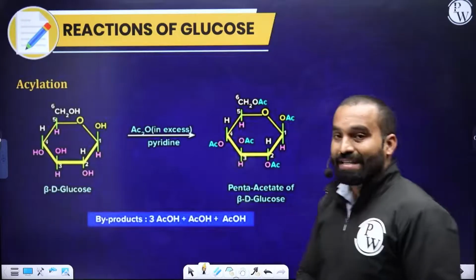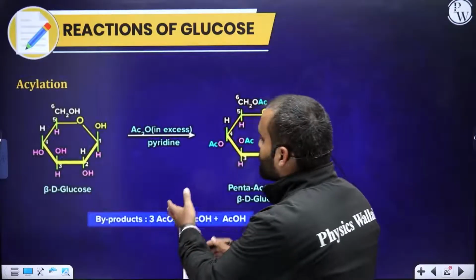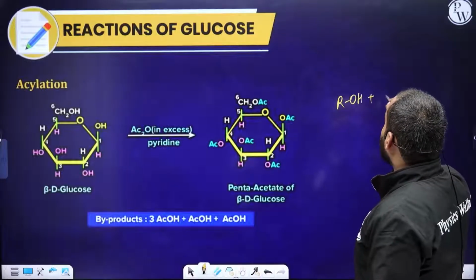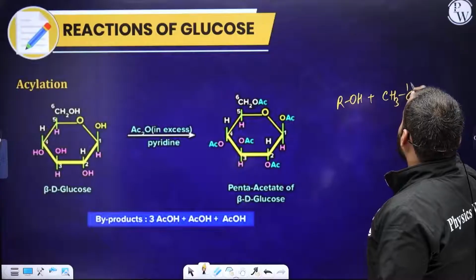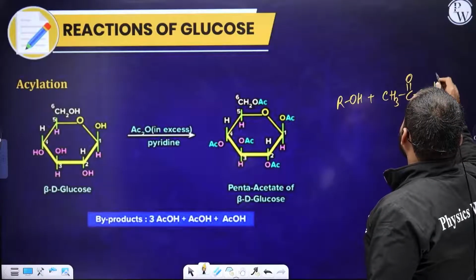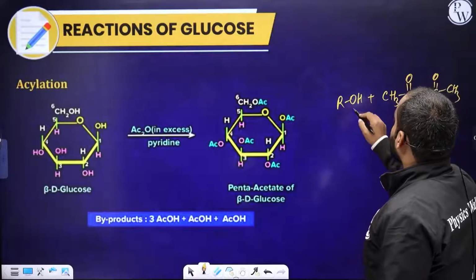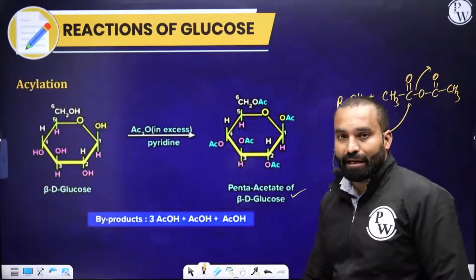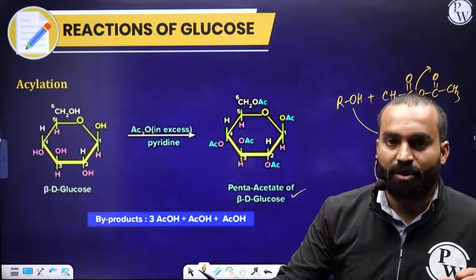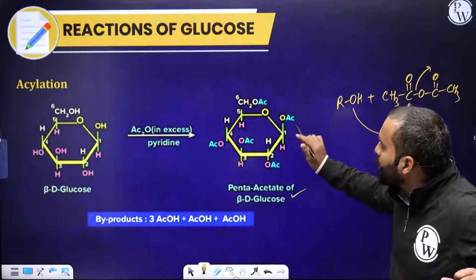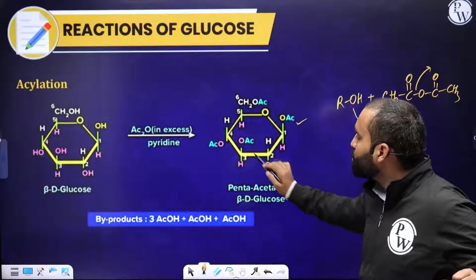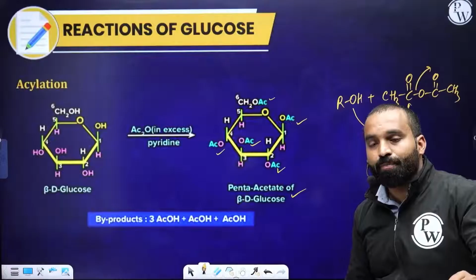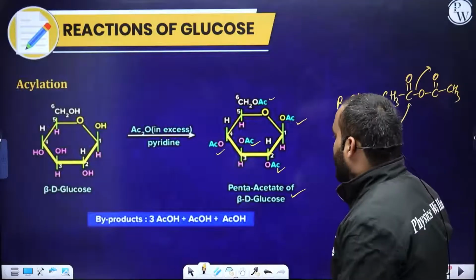Okay, now acylation can also be done. To do acylation, we have just looked at this reaction: ROH upon treatment with CH3-C(=O)-O-C(=O)-CH3, which is acetic anhydride. The alcohol will attack and you will obtain the acylated pentaester. All these alcohols are changed to OAc, OAc, OAc, OAc and OAc. All these alcohols are converted to their acetate, the pentaacetate.